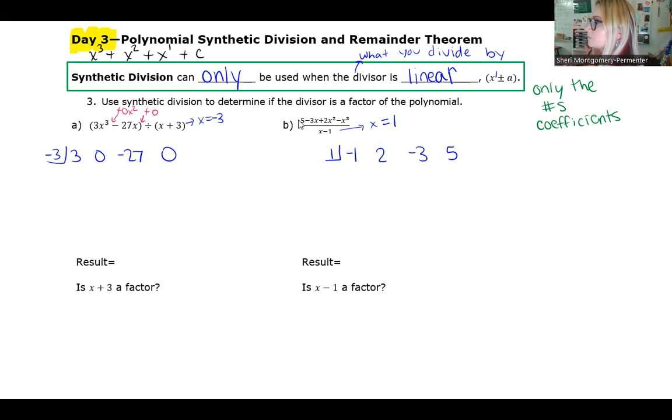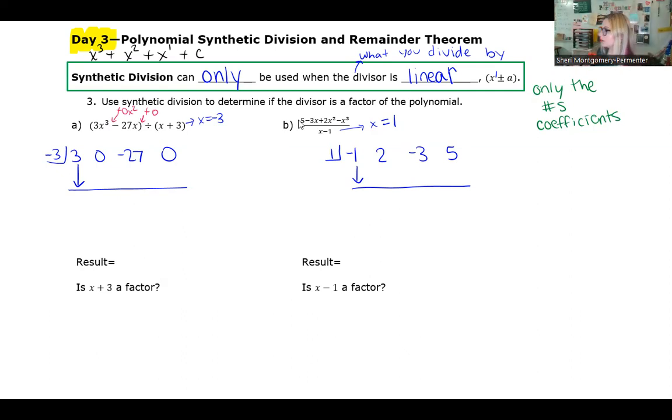Everybody with me so far? Maybe you don't understand it yet. We haven't really done any examples, but this is where the numbers come from. The next thing that I'm going to do, because these are going to be kind of like addition problems, is that you put a line and you draw an arrow.